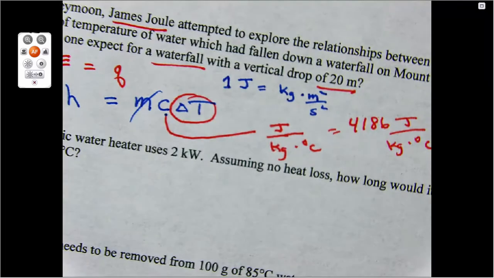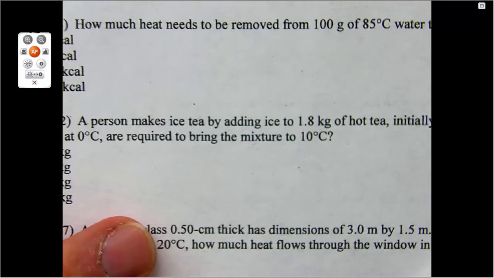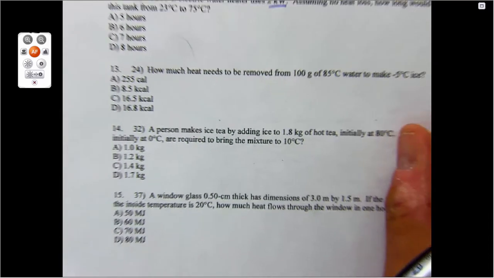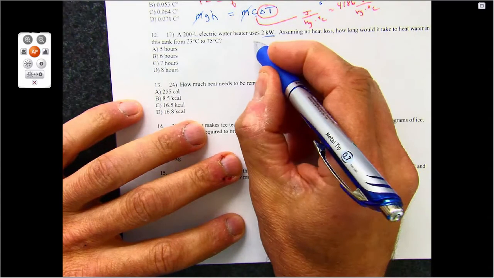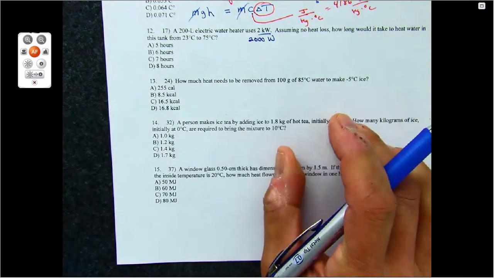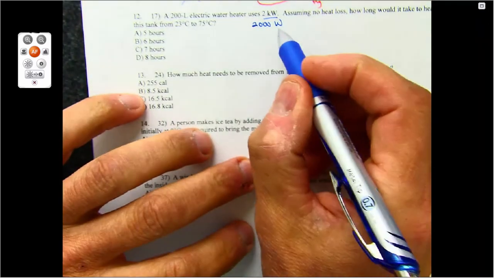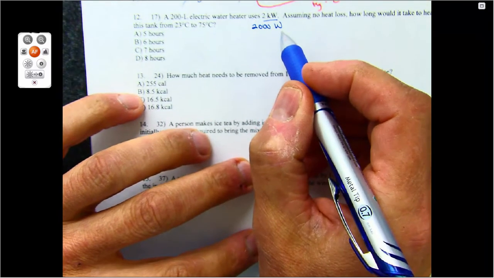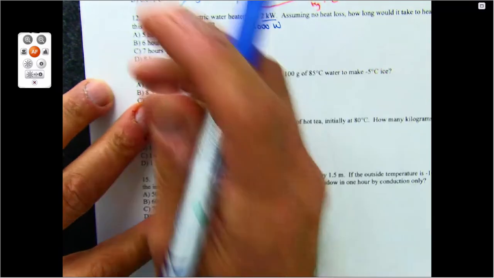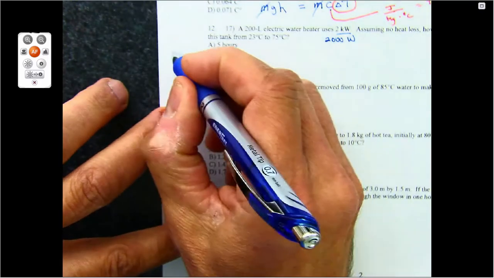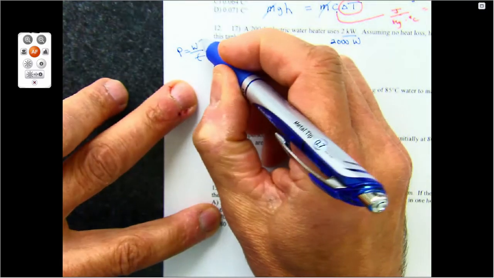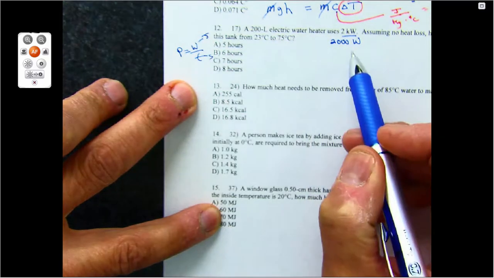Do you know how to do 12? Yes. Okay, well, 2,000 kilowatts, how many watts is that? 2,000 watts, right? And what is the unit for a watt? If you broke it down one step further, what is a watt? Power is equal to work divided by time. Work is in joules and time is in seconds. So a watt is a joule per second.